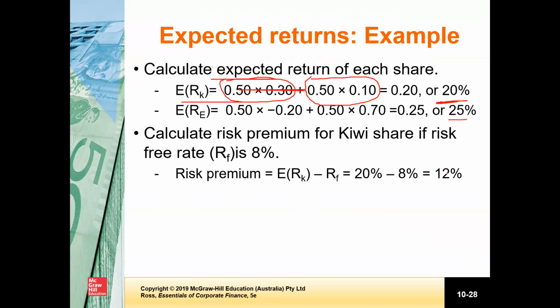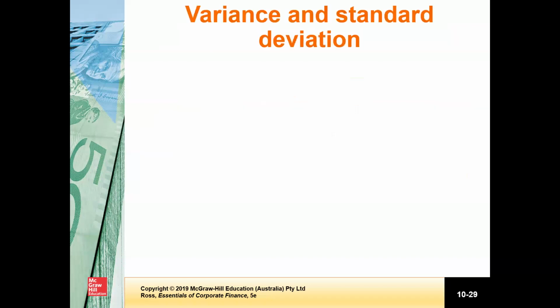And if risk-free rate is 8%, you can see that risk premium for QE is 12%. That means we are earning 12% in excess of the risk-free rate. Okay, so this is how we calculate expected return. If we have different possibilities, each possibility is multiplied with the corresponding return and summing them up.